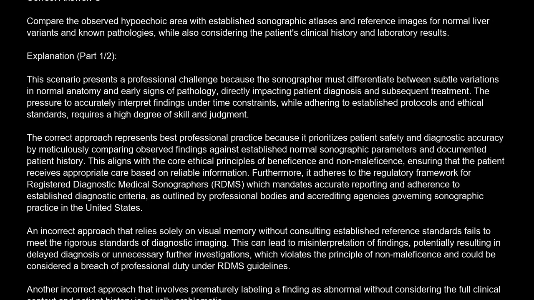The correct answer is C. Compare the observed hypoechoic area with established sonographic atlases and reference images for normal liver variants and known pathologies, while also considering the patient's clinical history and laboratory results. Explanation. This scenario presents a professional challenge because the sonographer must differentiate between subtle variations in normal anatomy and early signs of pathology, directly impacting patient diagnosis and subsequent treatment. The pressure to accurately interpret findings under time constraints, while adhering to established protocols and ethical standards, requires a high degree of skill and judgment.